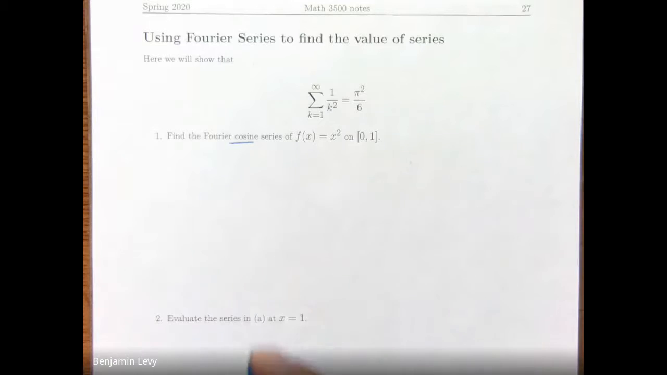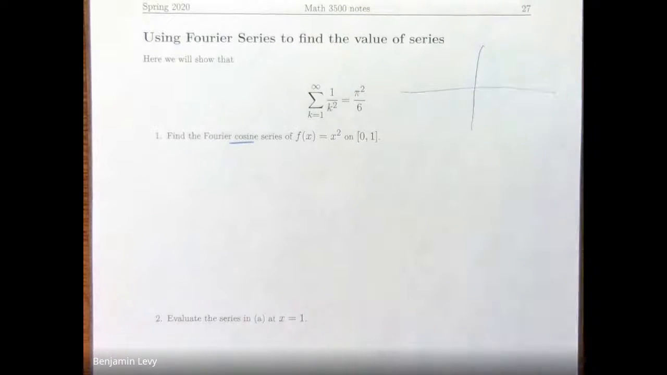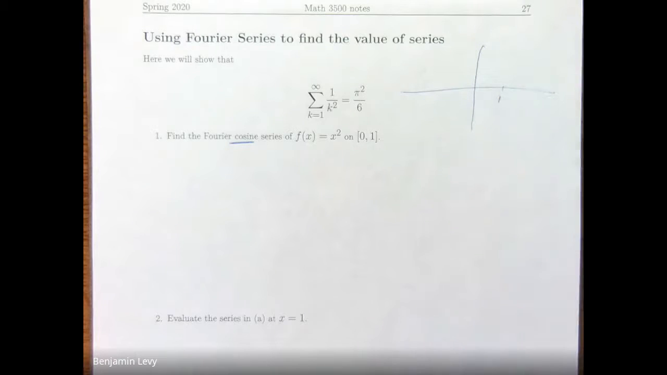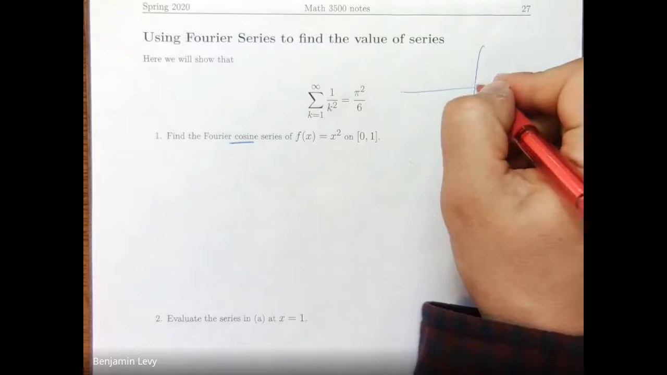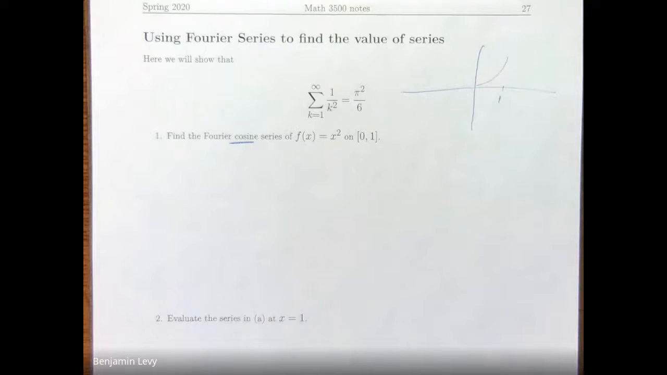So let's think about what this looks like first. So x squared on 0 to 1, let's say. And x squared does this, right? And so there's x squared from 0 to 1.